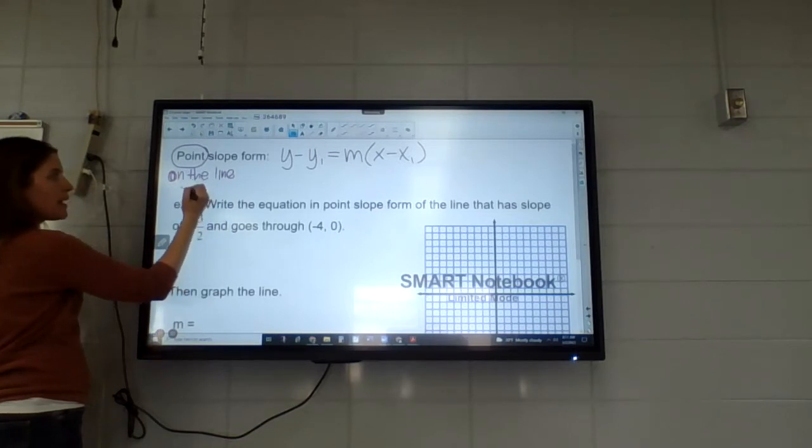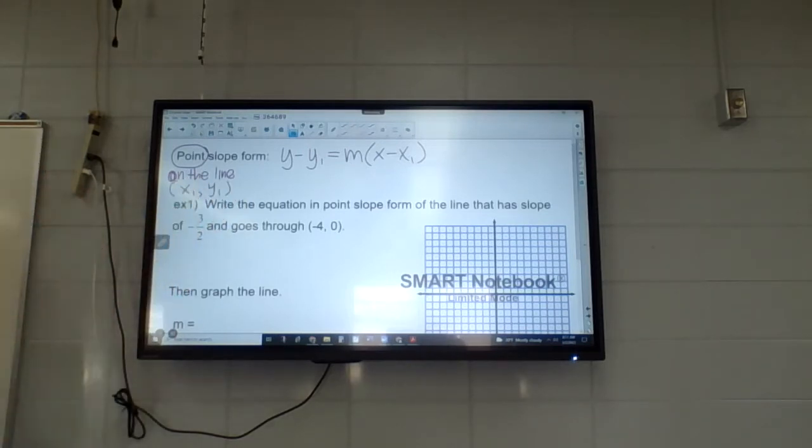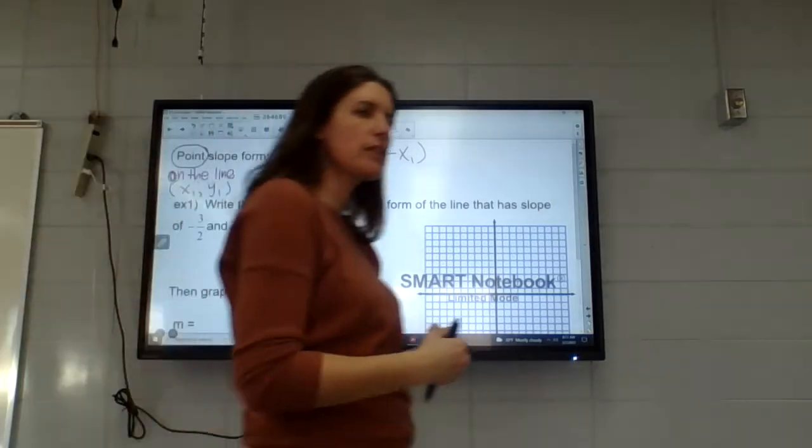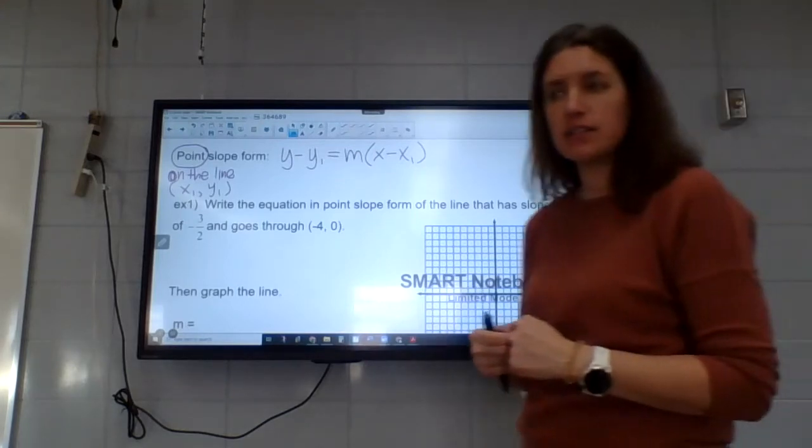And that point on my line is going to be my x1 and y1. So if I know that point, I'm going to call it x1 and y1. So the name says point slope. Now, hopefully you know, where do I find the slope in this equation? What letter signifies slope?